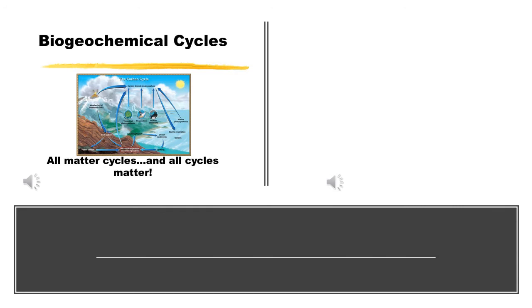So there are various cycles which take place in our nature on a daily basis. So let us see which are these cycles and let us see which one we are going to study in this chapter. One more thing, always remember that all matter cycles. So all the matter present in nature undergoes a cycle and all cycles matter. It means that all the cycles are very important for the survival of all the living organisms on Earth.